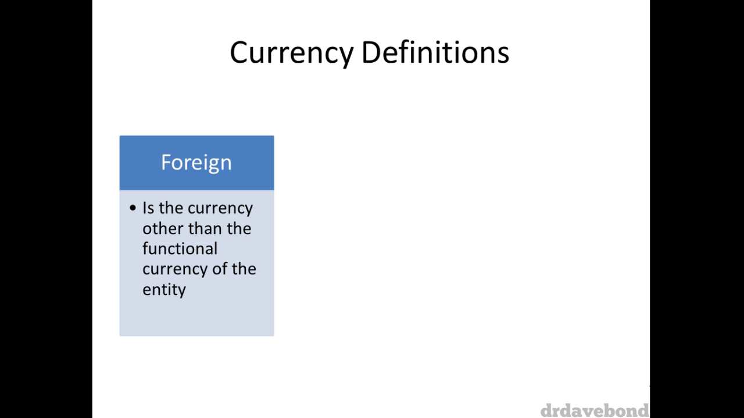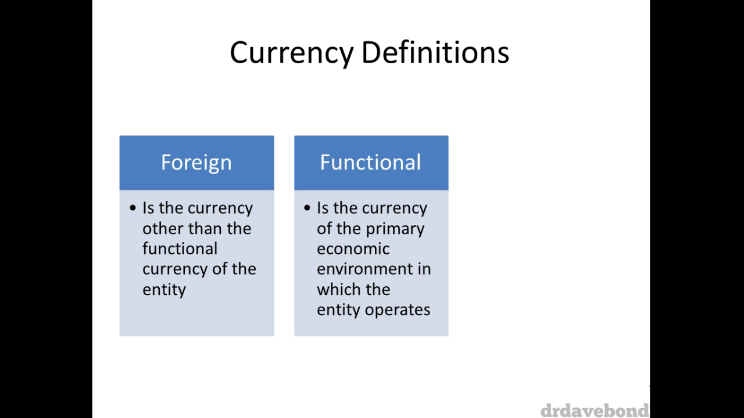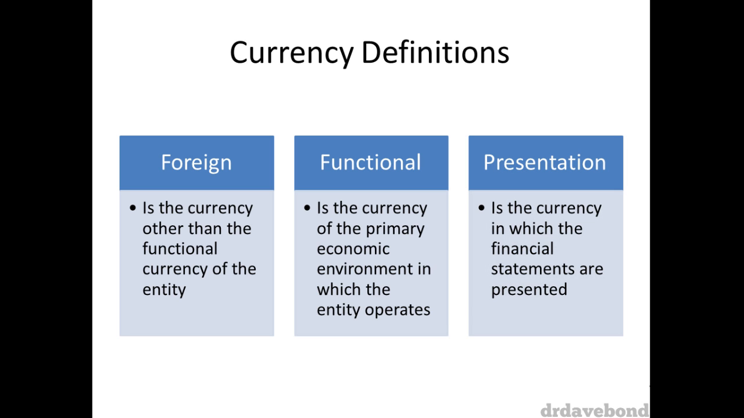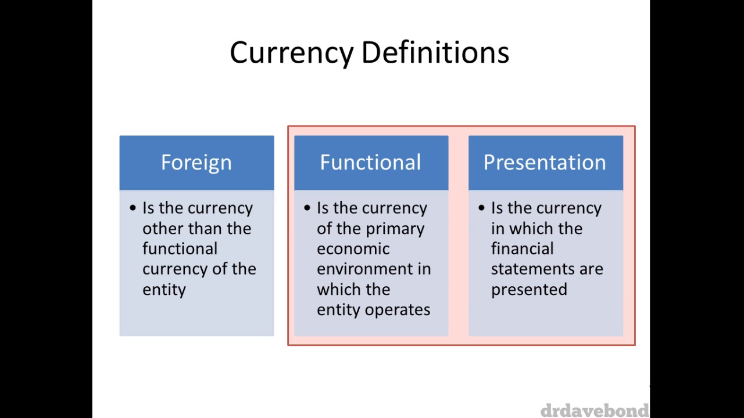These currencies are foreign. This is a currency other than the functional currency of the entity. Functional. This is a currency of the primary economic environment in which the entity operates. And lastly, presentation, which is a currency in which the financial statements are presented. For our purposes, I will assume that the functional currency and presentation currency are the same for the examples we use. So if the functional currency is the Aussie dollar, then the presentation currency is also the Aussie dollar.